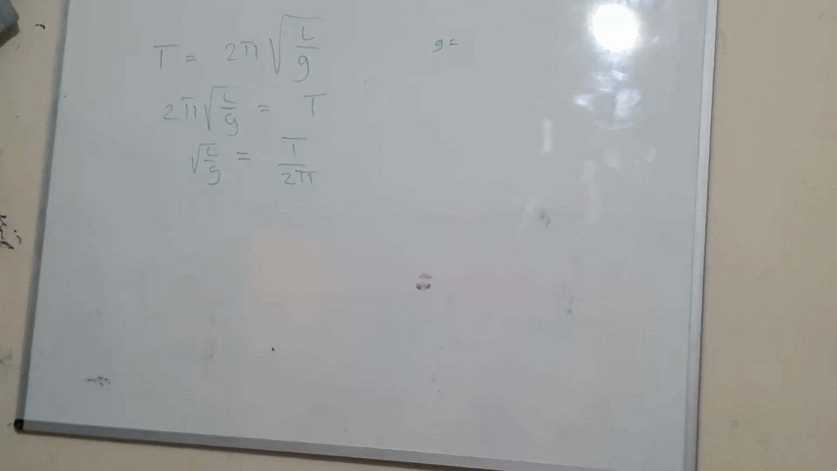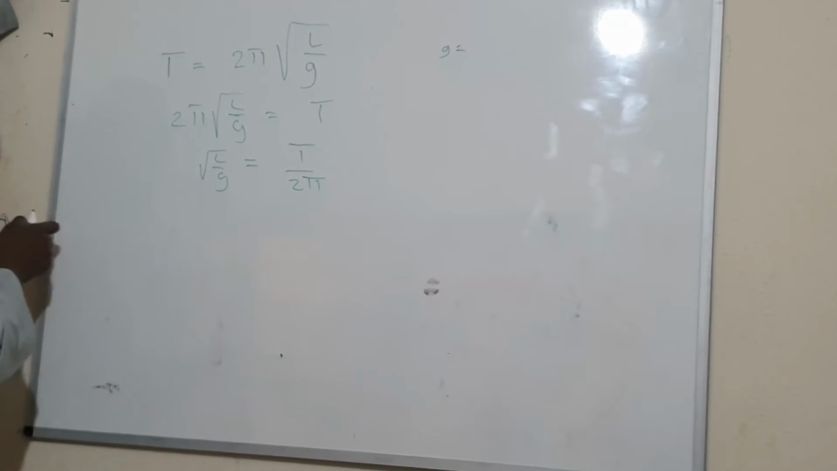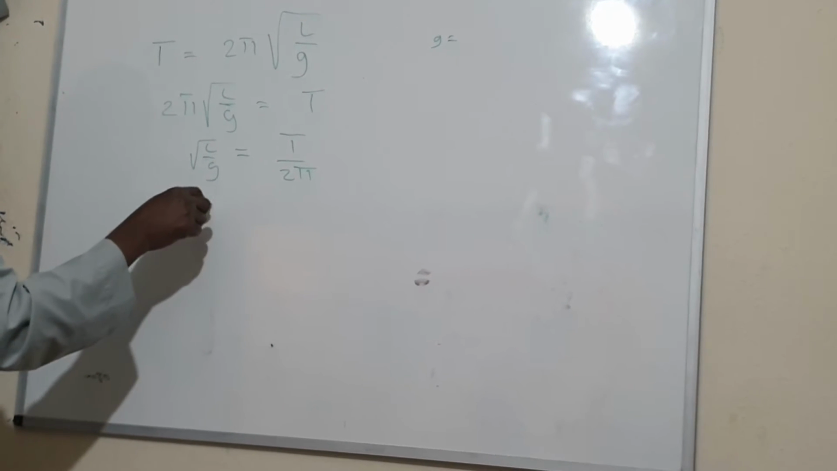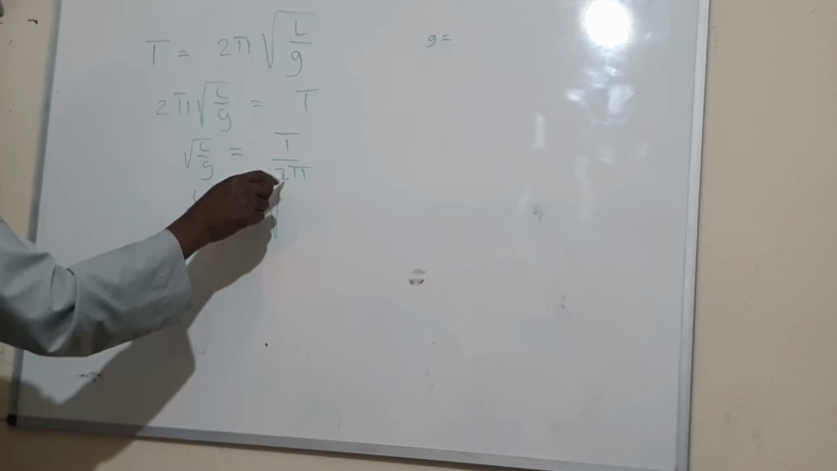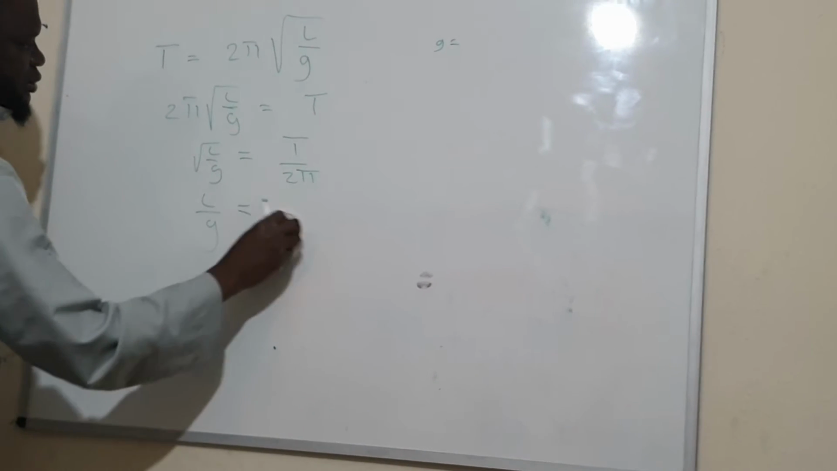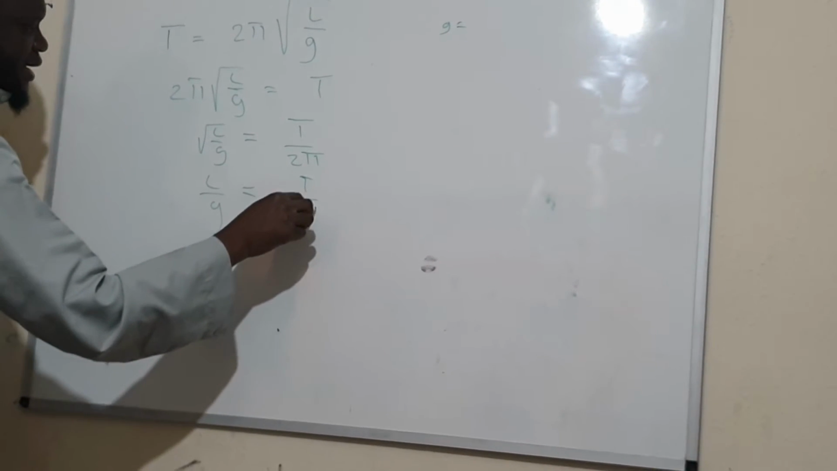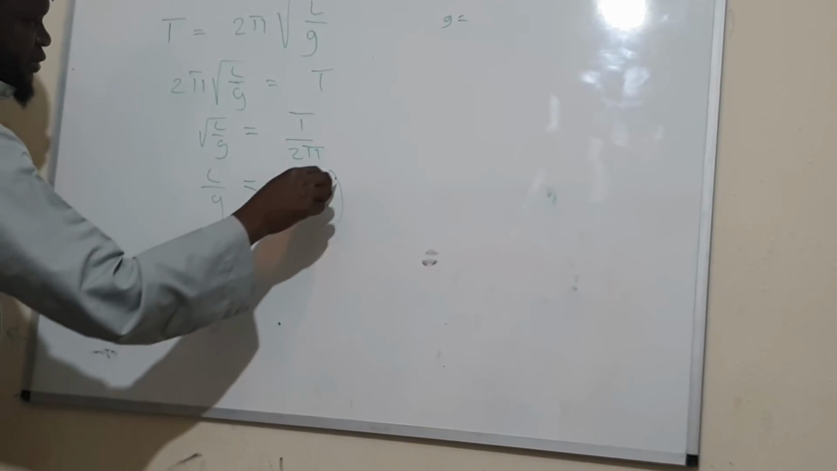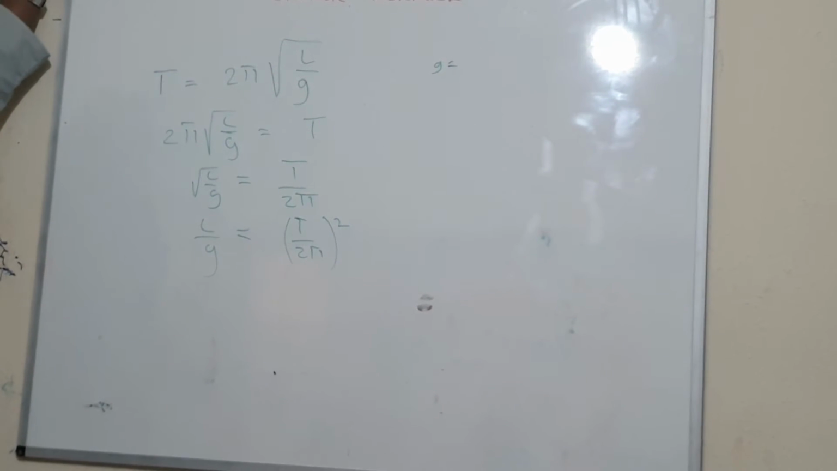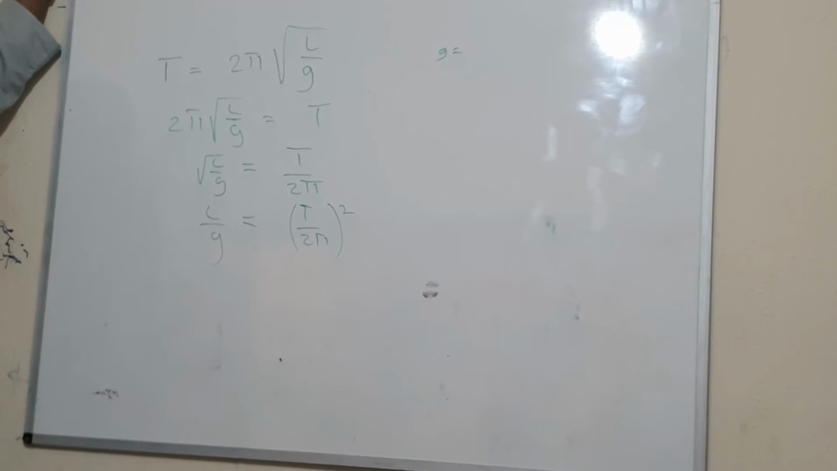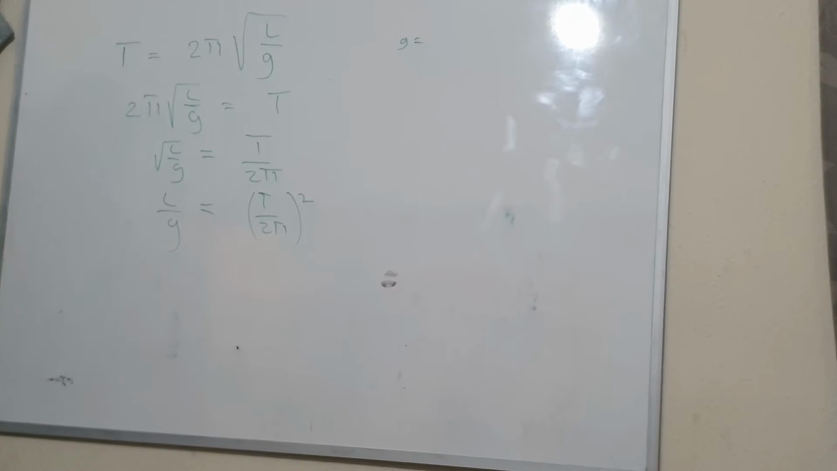What else? Because we have a square root, what do we do? Square the whole thing. Exactly. So when we square this, we are left with only L over G is equal to T over 2 pi, the whole squared. Now, is it good to leave this like this? No. You can, but mathematically it doesn't look nice.